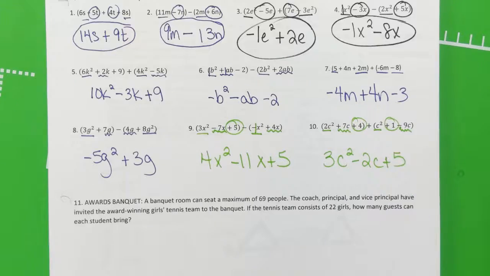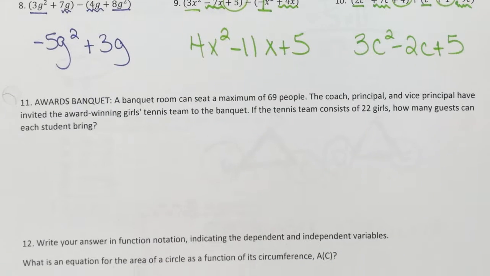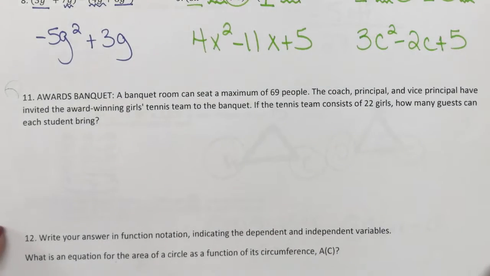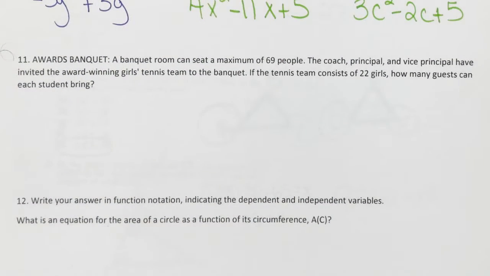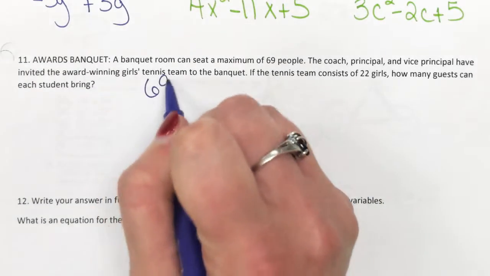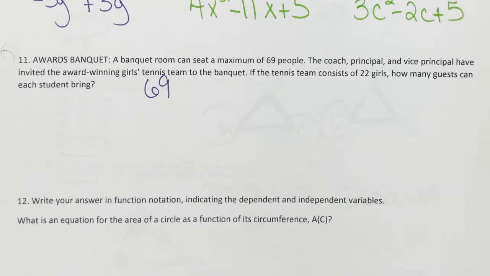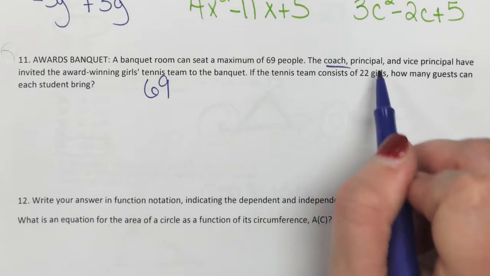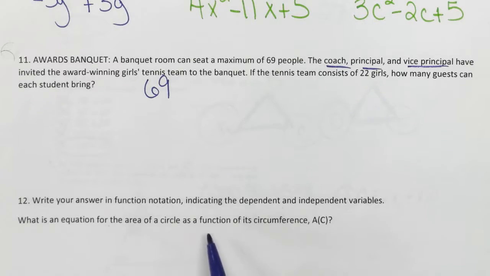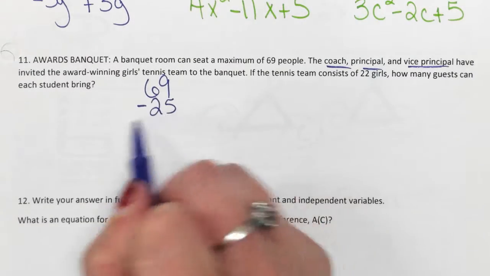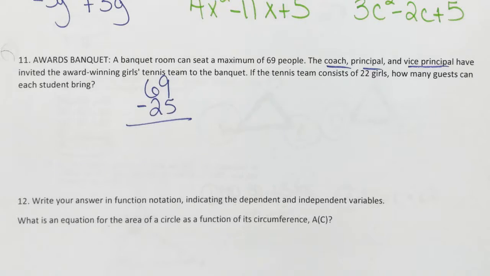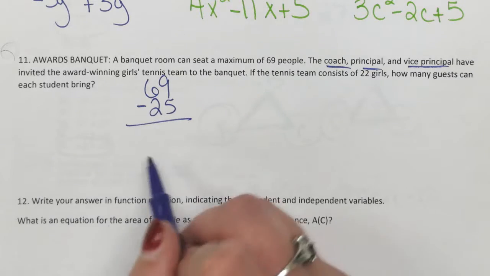Okay, guys, how many seats are available in the first place? 69 seats. But look, you already have a whole bunch of people that have a designated seat they have to be in. How many people are already going to take up a seat? 25. Where'd you get 25? There's 22 girls and the coach, principal, and vice principal. There you go. The coach, principal, and vice principal are 3 people who take up a seat, plus 22 is 25. So subtract them, and how many seats are remaining?